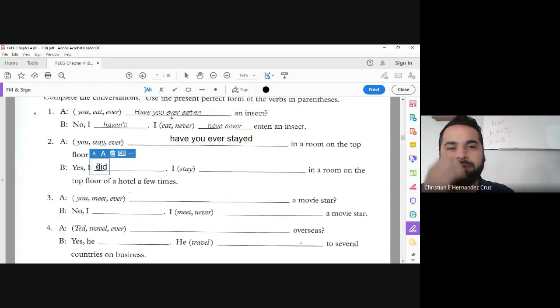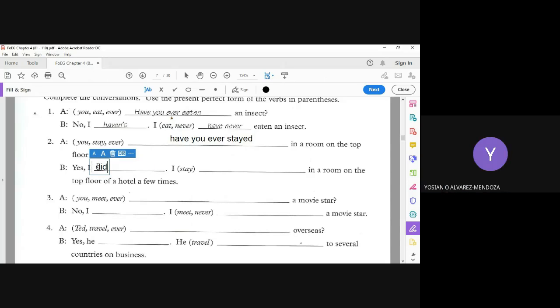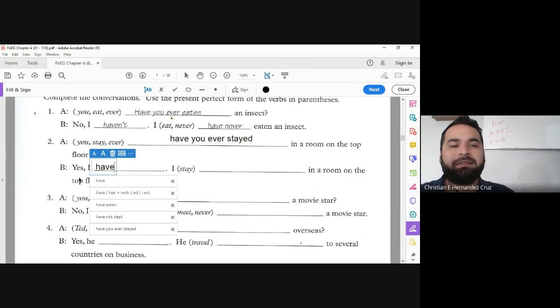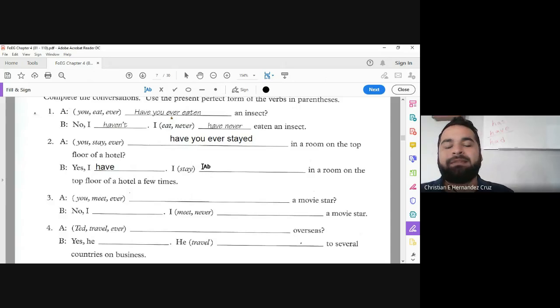Mm, well, you could use "I did." You could use did, but we are using the perfect tense. So instead of did, we have to use the auxiliary that we've been using this whole time. Haven't. In this case, we have to use have because this already says yes. But if it said no, you could say no, we haven't, and that's fine. So, stay in a room on the top floor of a hotel a few times.